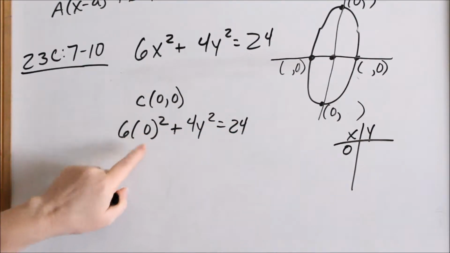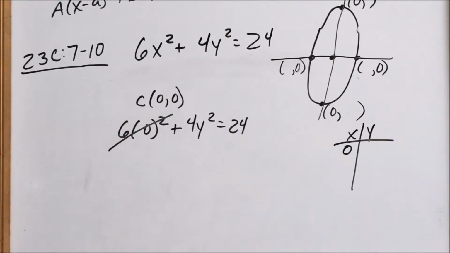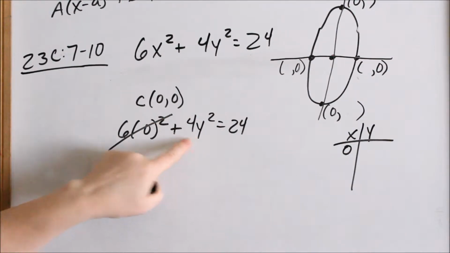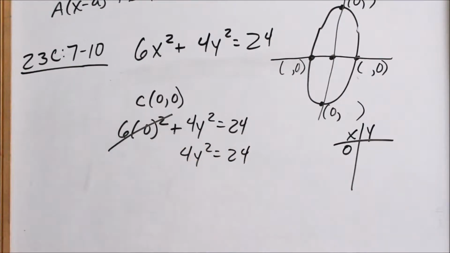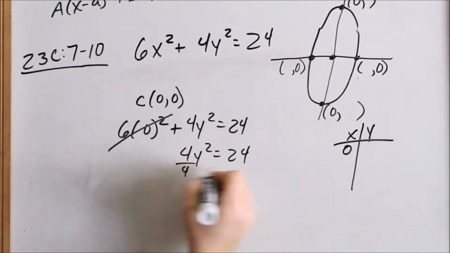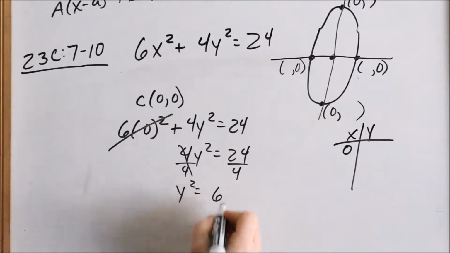When x is 0, that whole thing goes away. So now I'm just left with 4y squared equals 24, and I'm trying to solve for y. So divide my 4 over. So y squared equals 6.